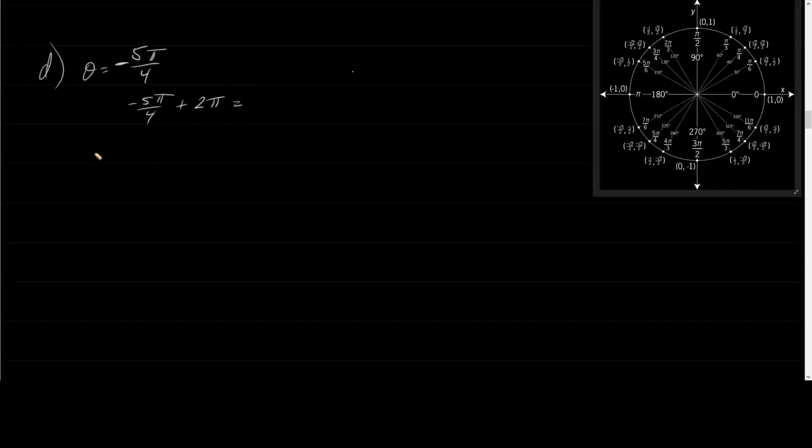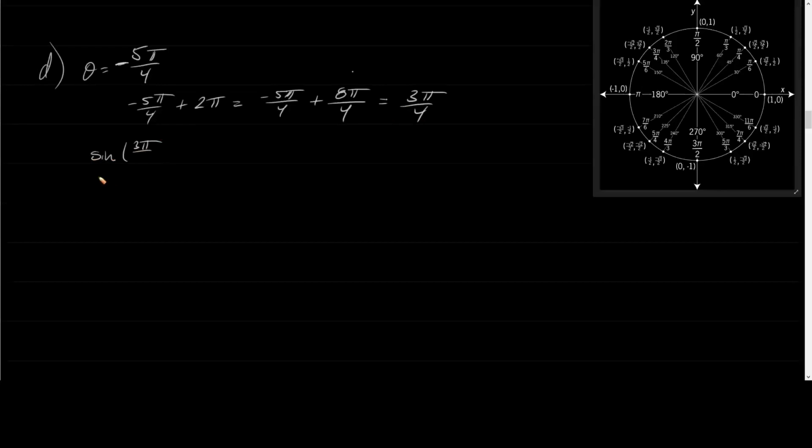So I'm going to add 2 pi. And what would that give me? Well, 2 pi was 8 pi over 4, so it's negative 5 pi over 4 plus 8 pi over 4, which gives me 3 pi over 4. And look at that, that's how we get to this angle of 3 pi over 4. And now that we've justified that that angle is the same as 3 pi over 4, we can say, what is sine of 3 pi over 4?